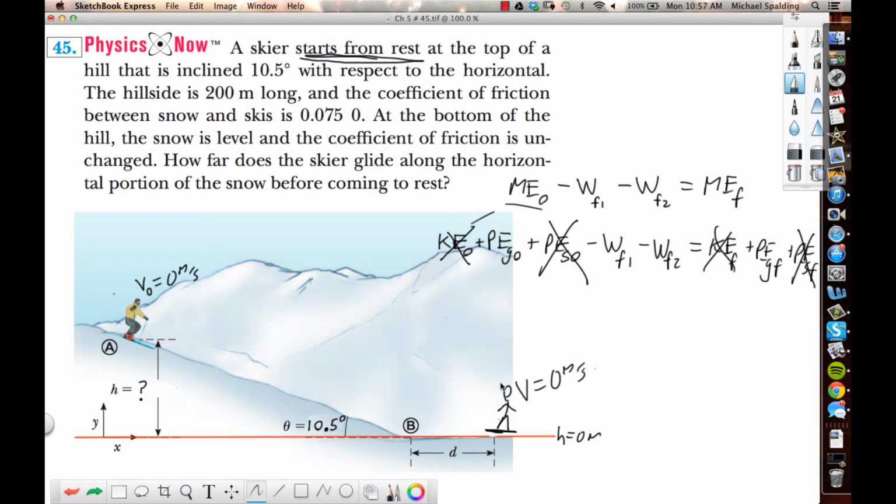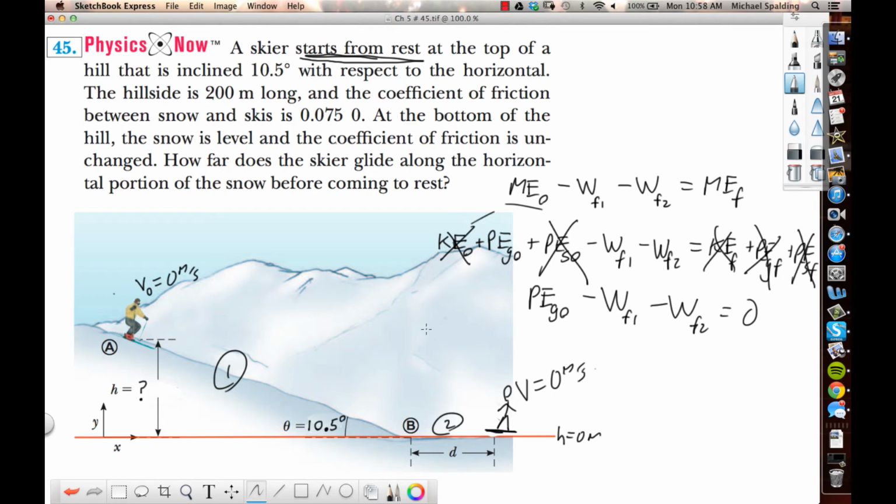So no kinetic. Does he have potential of gravity? No, why not? He's on the 0 point. So here's what we're left with. We're left with potential of gravity initial minus the work of friction 1, which is the hill. 1 is the hill, 2 is the flat part. Potential of gravity initial minus the 2 work of frictions is going to equal 0. That's weird. Or is it?